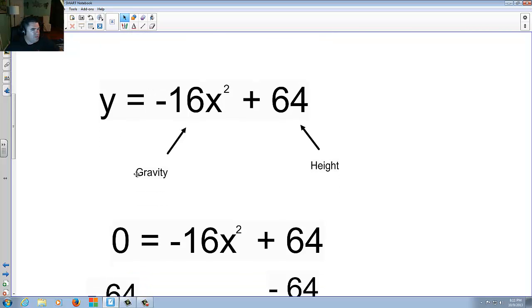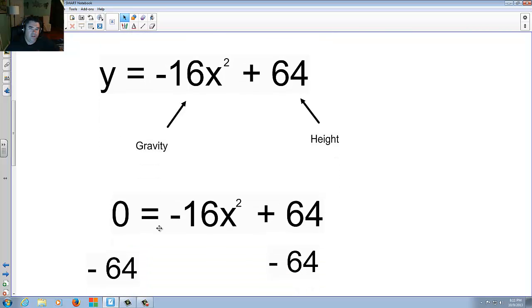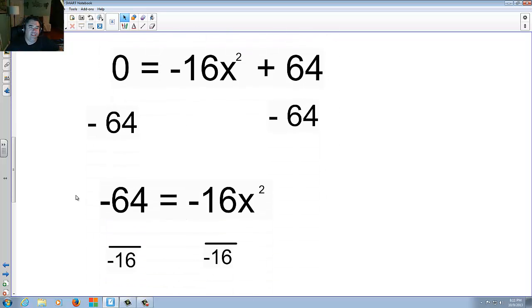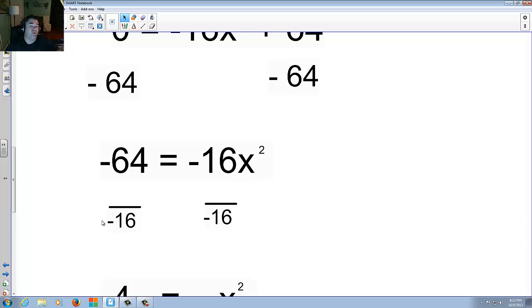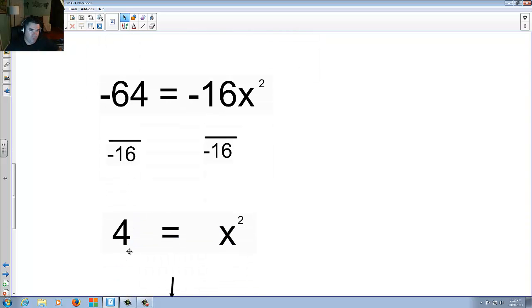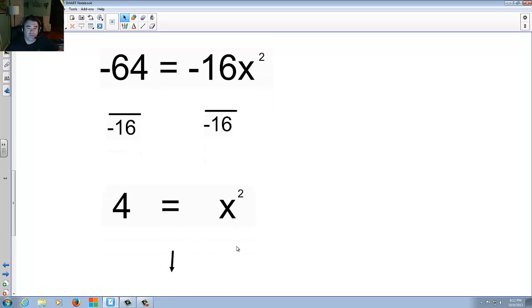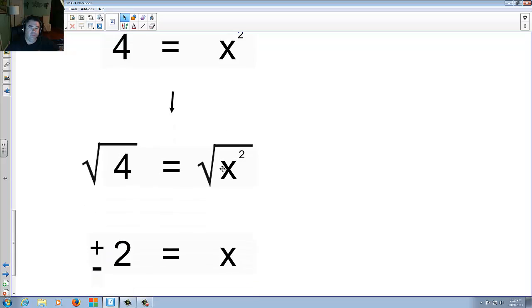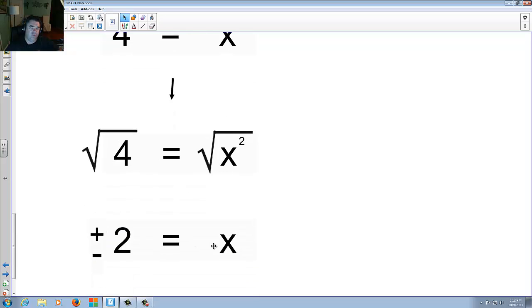How do you solve? Well, y is going to equal 0, as before. Then, instead of plus 64, we're going to minus 64, minus 64 to one side, minus 64 to the other. So now you have negative 64 equals negative 16x squared. Then, to get x squared by itself, divide by negative 16 on one side, divide on the other. Negative 64 divided by negative 16 will be positive 4, and this cancels, leaving just x squared. Remember, 4 equals x squared, take the root, and you really get plus and minus 2 equals x.